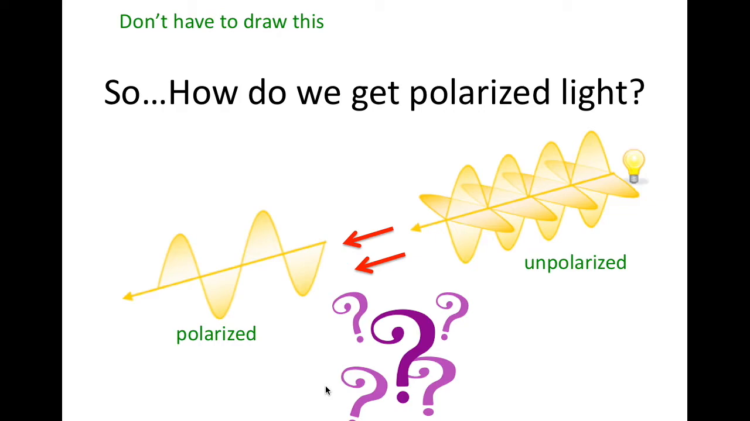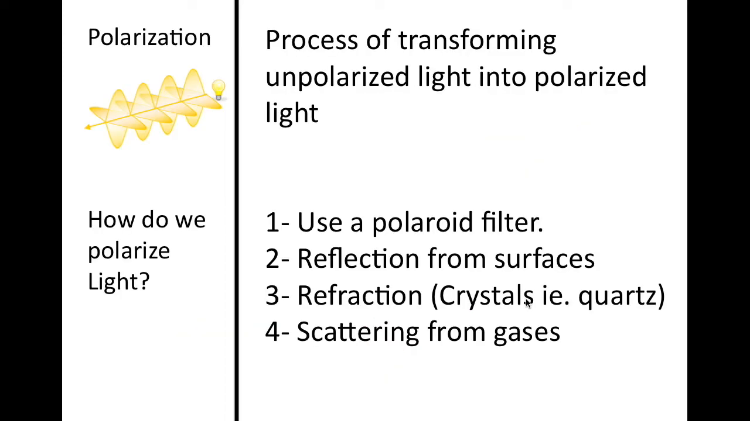So the question is, how do we get polarized light if light is unpolarized in most cases? Here is an example of unpolarized light, and we're trying to make it into polarized light, which means that we're only trying to get one plane of the oscillations of the electric field. We use a process called polarization. This is where we transform unpolarized light into polarized light. How do we do this?